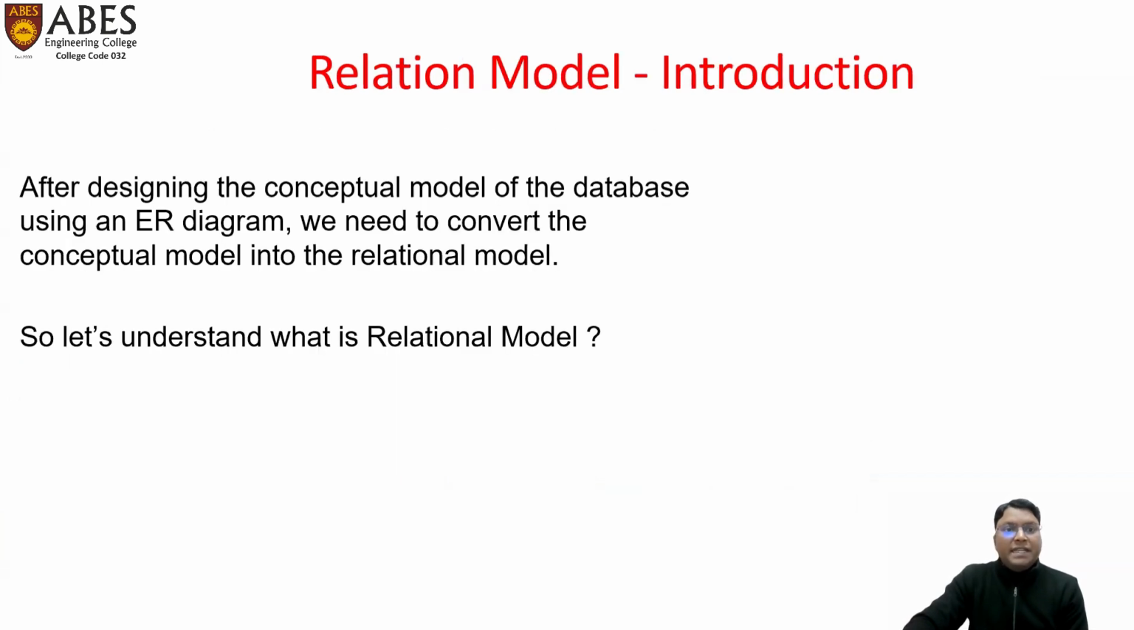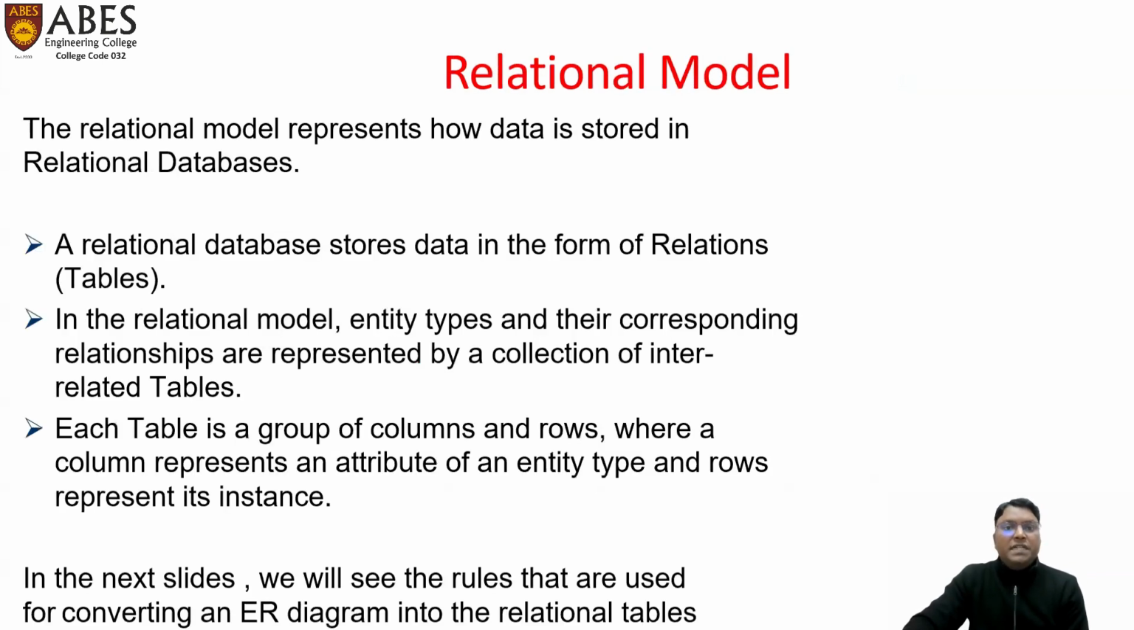Relational model. After designing the conceptual model of the database using the ER diagram, we need to convert the conceptual model into a relational model. So let's understand what is the relational model. The relational model represents how data is stored in the relational database. A relational database stores data in the form of relations, that is tables, as I told earlier. In the relational model, entity types and their corresponding relationships are represented by a collection of interrelated tables because of foreign key attachment. Each table is a group of columns and rows where a column represents an attribute of an entity type and rows represent its instances.